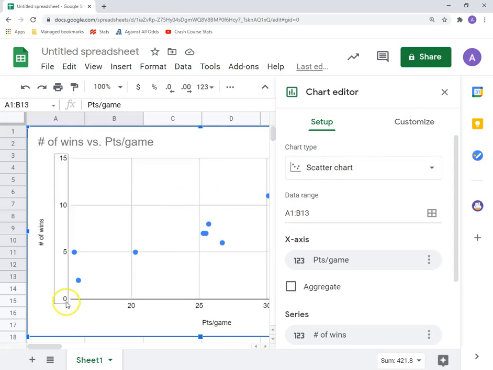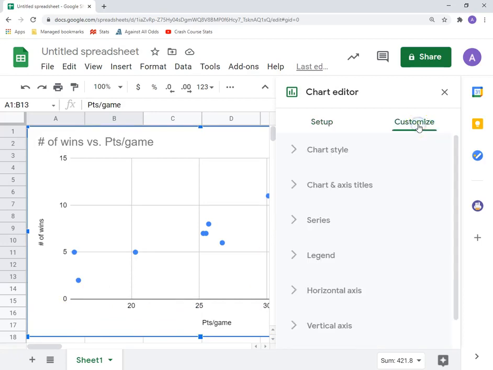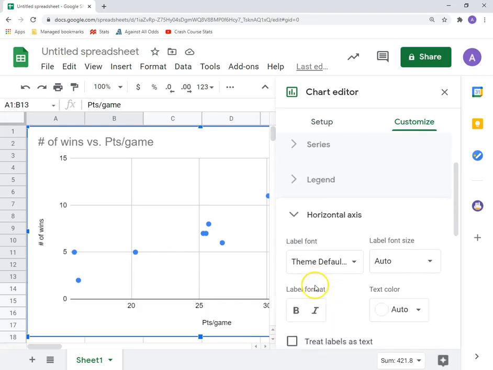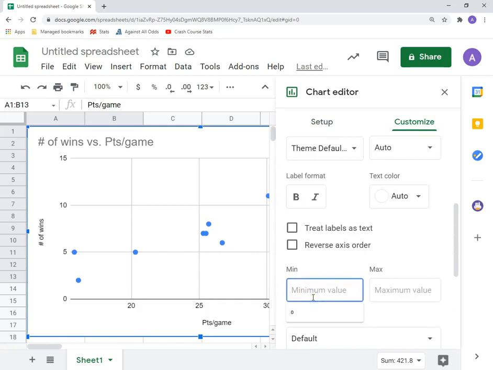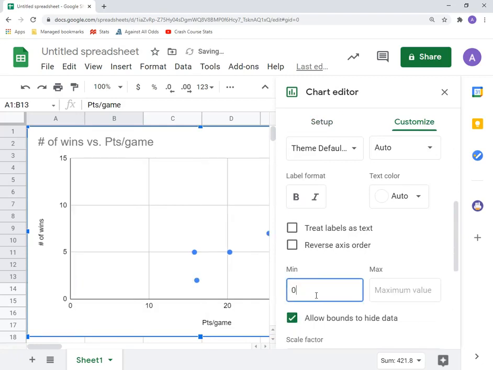Notice that here it goes 0, 5, 10, 15 on my Y. On my X, it doesn't have a label down here in the corner, but it goes 20, 25, 30, so I'm assuming that's 15. So we need to fix our X axis. Remember you would do that in customize. And we're going to go to the horizontal axes, and we want to set the minimum value at 0. And then what was our highest? 36.8. So we're going to go to 40.